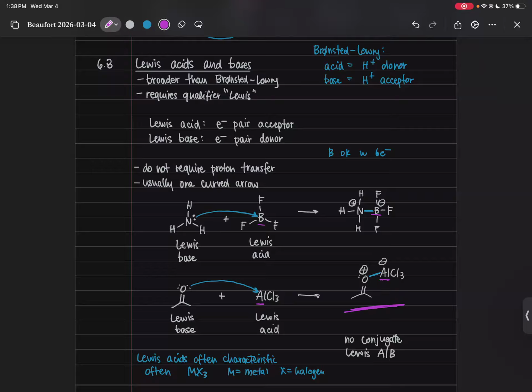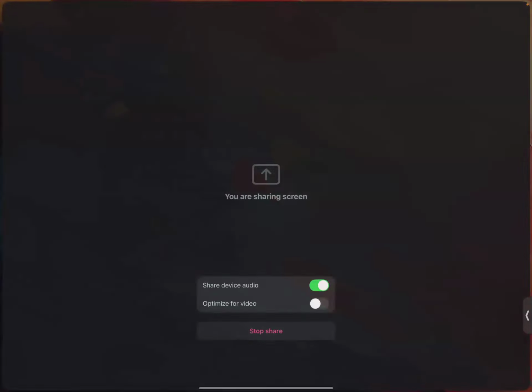After break, we will start talking about nucleophilic substitution reactions.